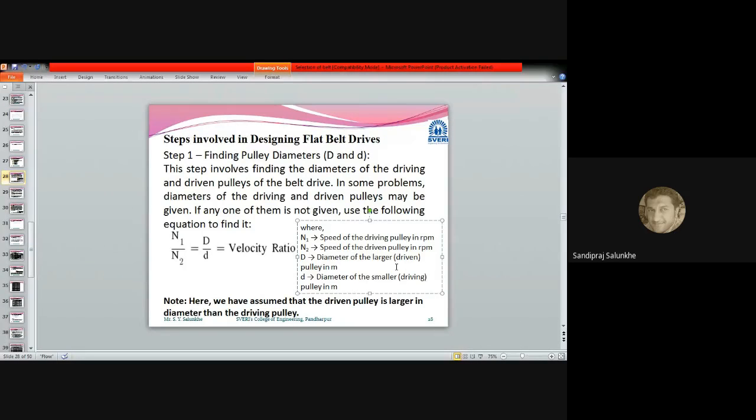These driving and driven pulleys are the pulleys which you are going to use on the motor as well as on the application. As far as this step is concerned, I think we are not having any doubt because we know this velocity ratio as well as the nomenclature which is mentioned in this slide. If you have any doubt, feel free to ask us. Otherwise, we will move to the next step.